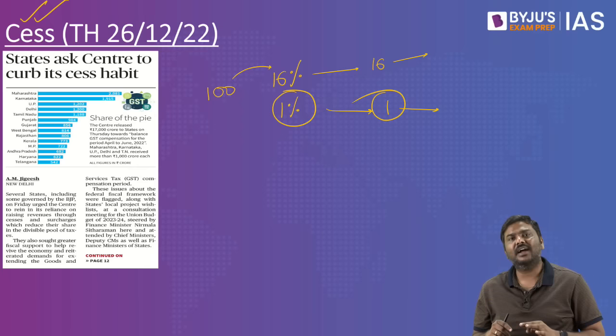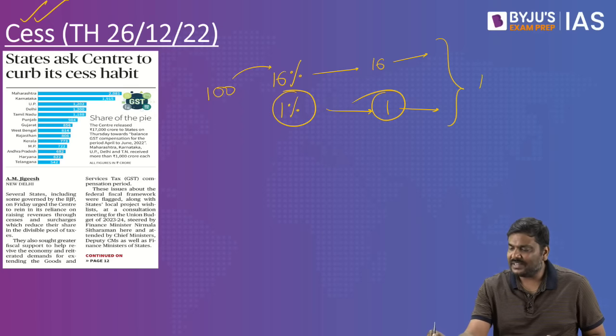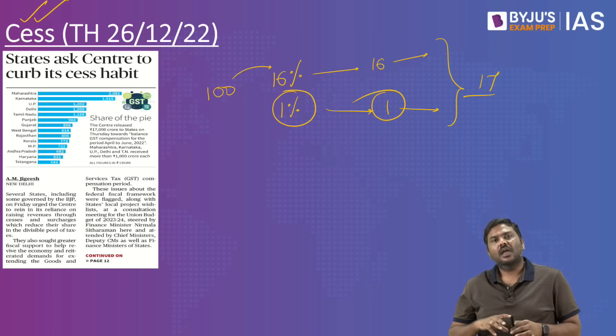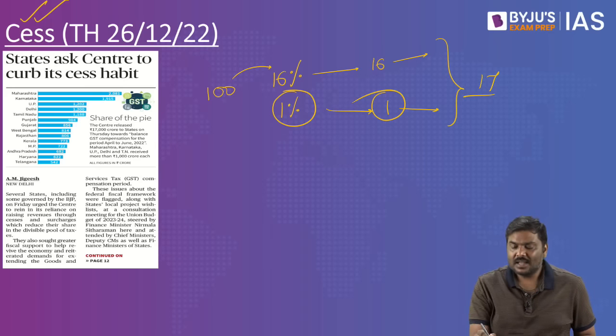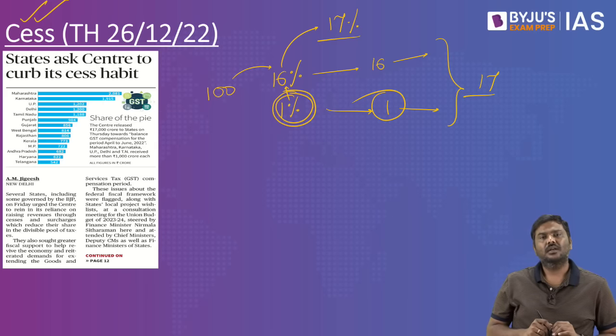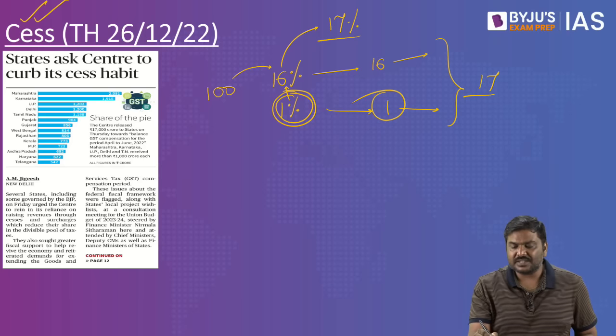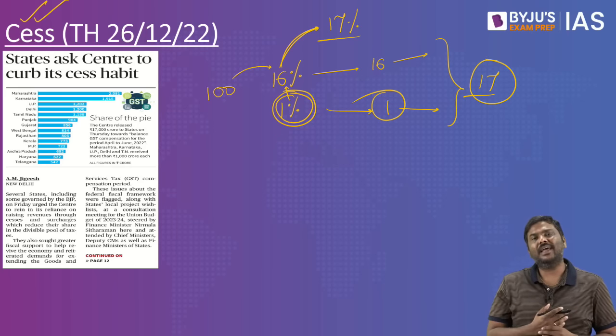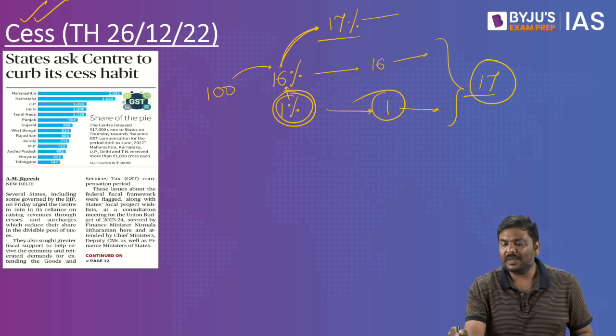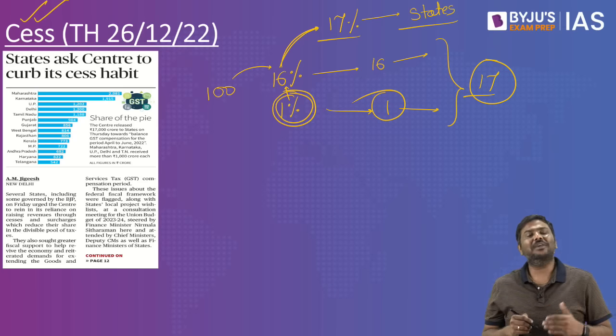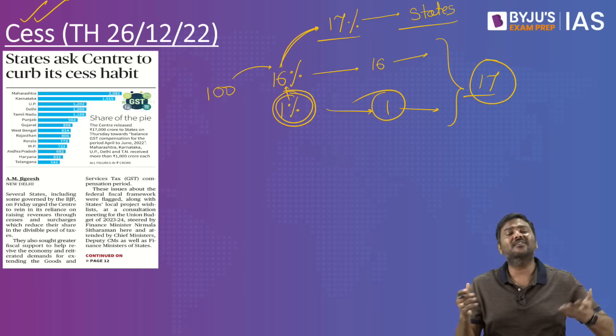The states are concerned that if you wanted to collect, let's say, 17 rupees tax, I'll take the same number, rather than imposing a cess of 1%, you should have increased the tax rate from 16% to 17%. And what would be the impact? When the tax rate automatically increases from 16% to 17%, no doubt you will be able to impose and collect a 17 rupee tax. But now from this 17 rupees, the states would be getting a higher amount of devolution. Compared to 16 rupees, now the states will get a higher amount of tax devolution.